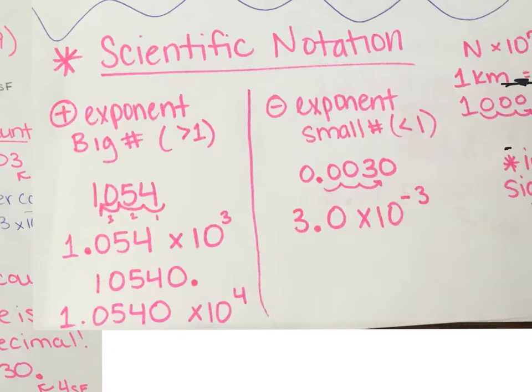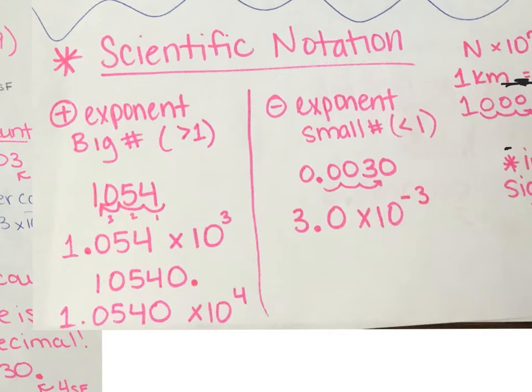So if I were to have 1054 and I wanted it to be in scientific notation, I would move that decimal all the way behind the first digit. You only want one number in front of your decimal when you're writing things in scientific. 1.054 times 10 to the third power. If I were to have had 1,540 with this decimal at the end, I'm saying that this 0 counts. So I would have to have that 0 here. And I would just do the same process to get 1.0540 times 10 to the fourth.